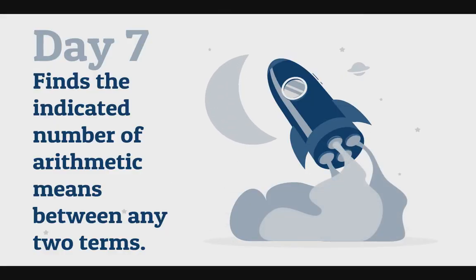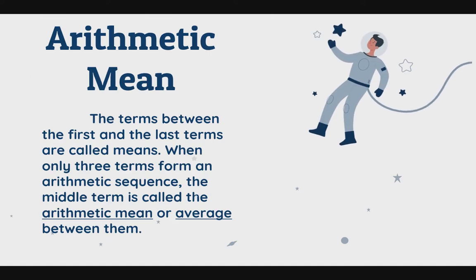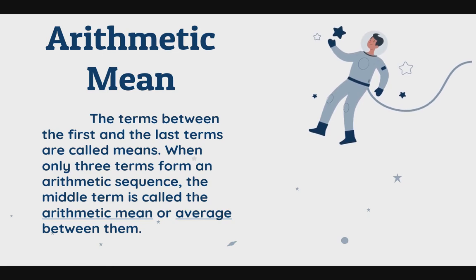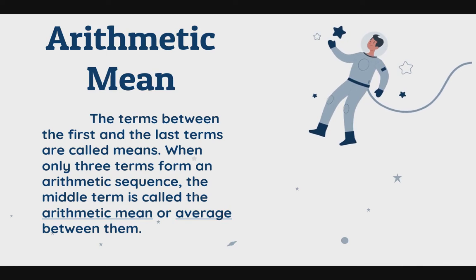Now, since we are talking about average, let's proceed to our main lesson on our 7th day. Our learning objective for today is to find the indicated number of arithmetic means between any two terms. So let's define what arithmetic mean is. The terms between the first and the last terms are called means. When only three terms form an arithmetic sequence, the middle term is called the arithmetic mean or average between them.